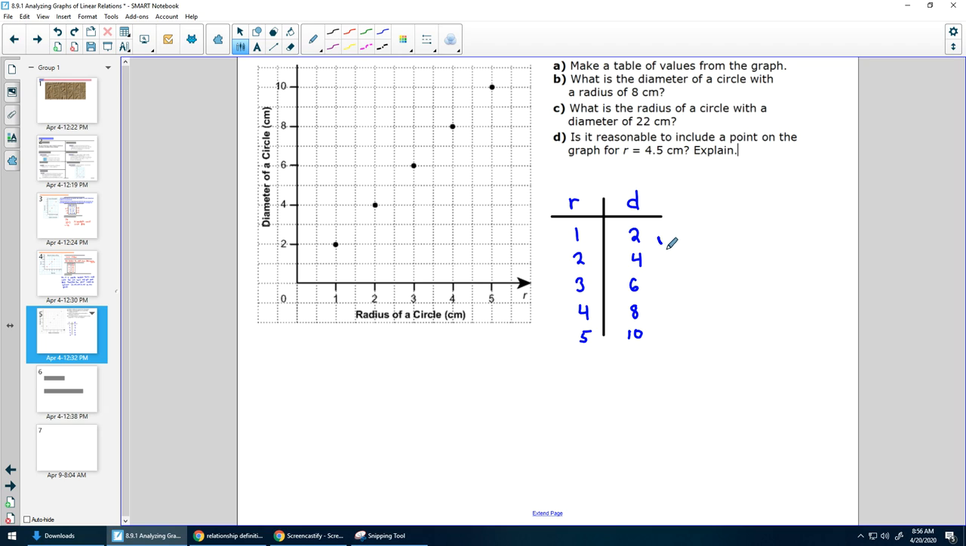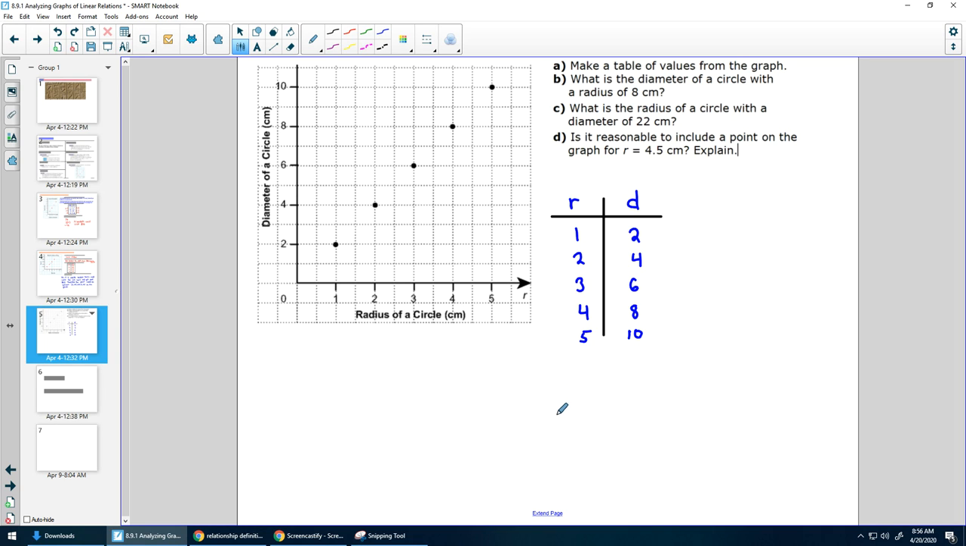Okay, what is the diameter of a circle with a radius of 8? Well, if we look at this graph, we can find our relation. So our relation here is r times 2 is equal to d. So 1 times 2 is 2, 2 times 2 is 4, 3 times 2 is 6, and so on and so forth.